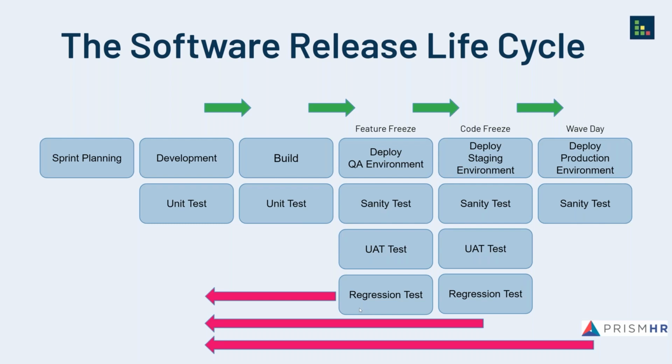And you can see here that beyond unit testing, we also have what we call sanity testing, UAT testing, and regression testing. In our world, sanity testing is no more than 15 minutes worth of tests. That tells us that the product was deployed to this environment in a good enough state that it warrants us to spend more time on it.